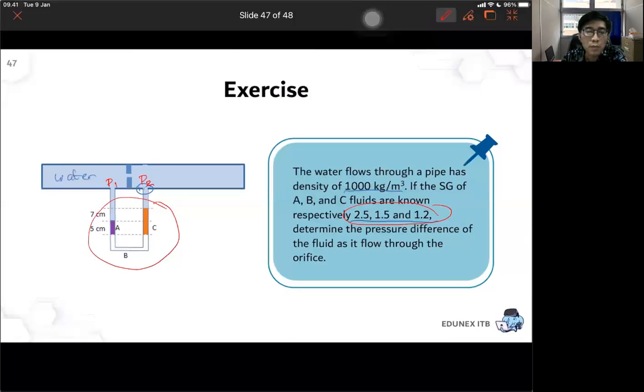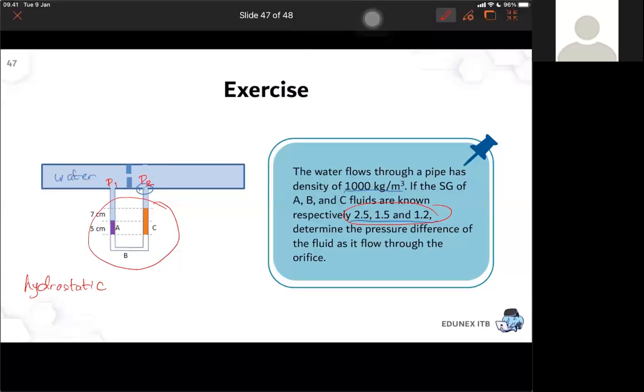You just put 2 points which have... Still remember, in the hydrostatic concept, 2 points will have the same hydrostatic pressure if the fluid is the same and the height is the same, sir. Yes, correct. So if the fluid is the same and the height is the same from some baseline, then it will have the same hydrostatic pressure.